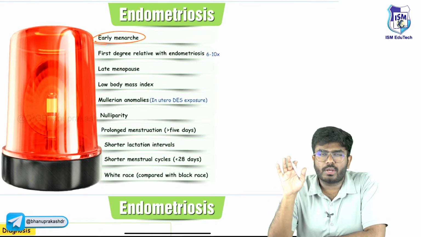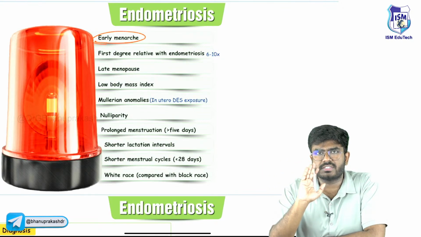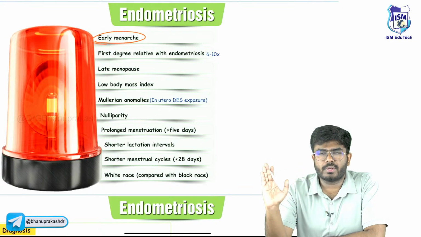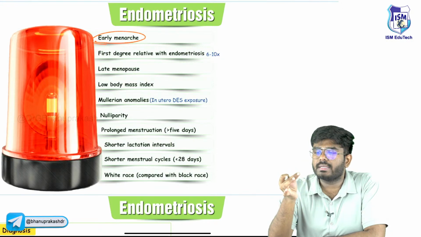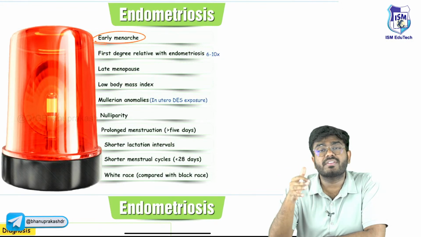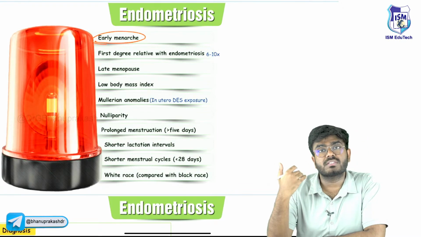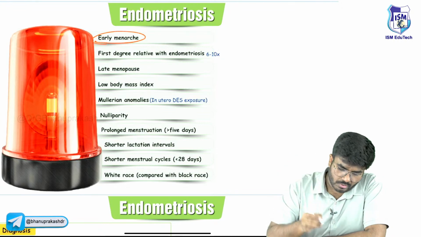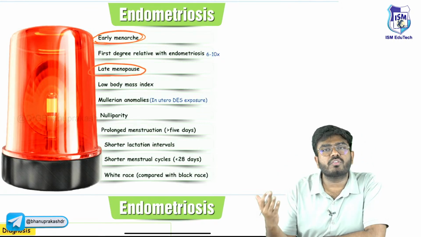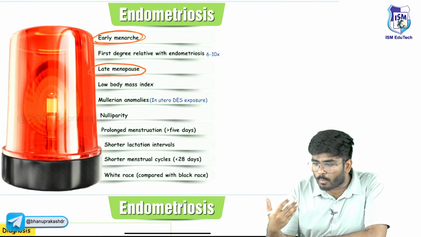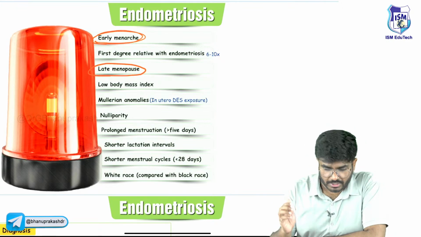For example, normally she starts her menarche at 14 years of age, and menstruates from 14 years to 50 years. Now, if she starts her menses at 8 years of age, that is 8, 9, 10, 11, 12, 13, 14, so 7 years of extra menstruation is happening. So there is a chance of more retrograde menstruation, more chances of endometriosis. Early menarche or late menopause, same thing. With late menopause, she is menstruating till 60 years of age, meaning more menstrual cycles, more chances of retrograde menstruation, more chances of endometriosis.